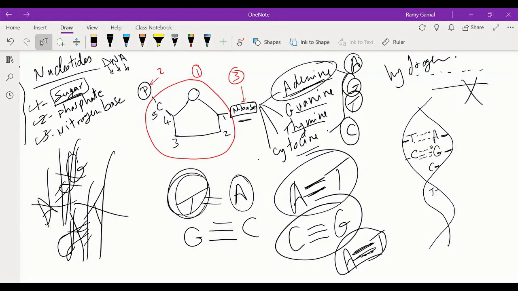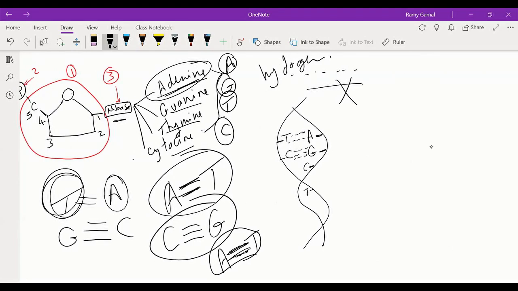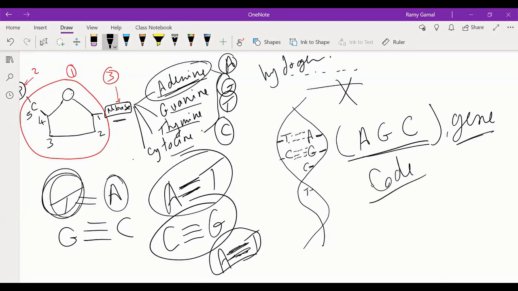So the other thing is, why do we study all of that? Because of the sequence here. Let's say we have A, G, C. That could be for a gene. That is called a gene, or code. The gene could be made of many nucleotides, 10, 20, 25, 50 nucleotides in a certain order.